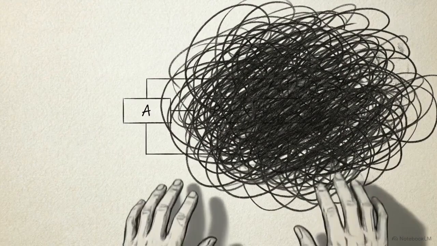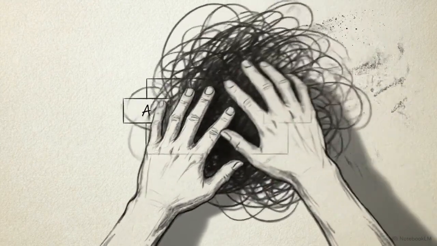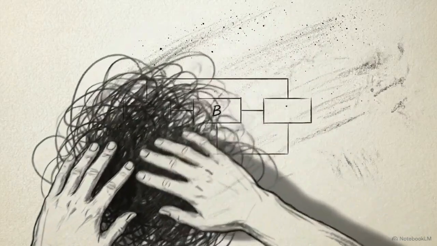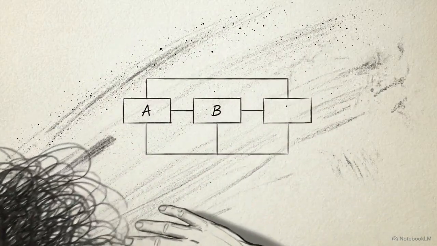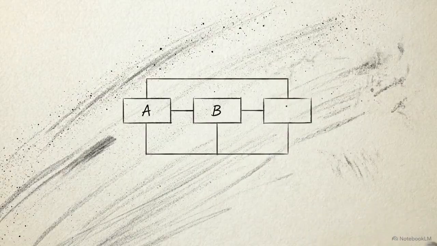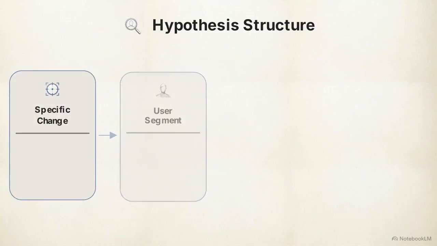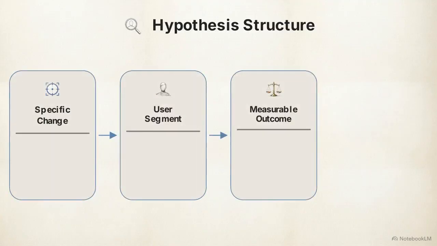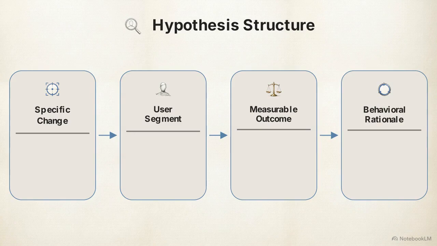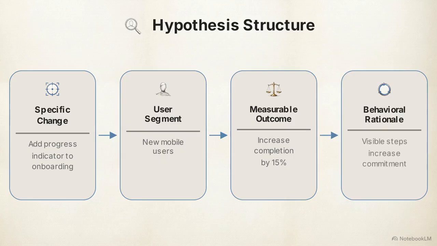Securing this validation requires stripping away opinion-based design and replacing it with rigorous, evidence-based A/B testing. You cannot scale on intuition. Every valid experiment begins with a logic formula. A strong hypothesis combines a specific change, user segment, measurable outcome, and behavioral rationale. For example, adding a progress indicator to mobile onboarding increases completion by 15% because visible steps increase psychological commitment.